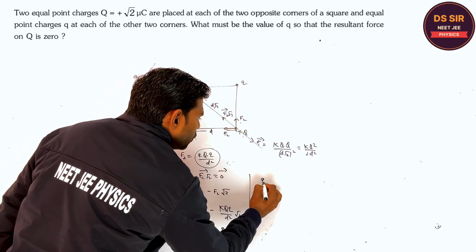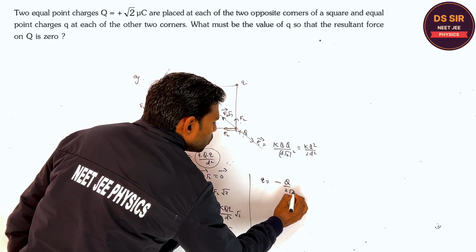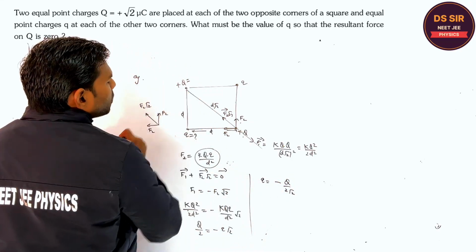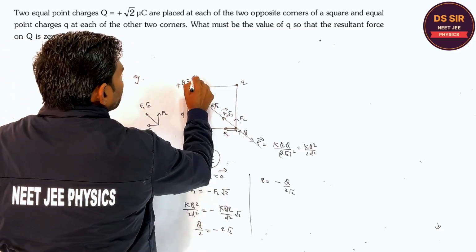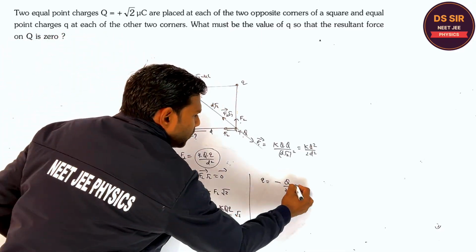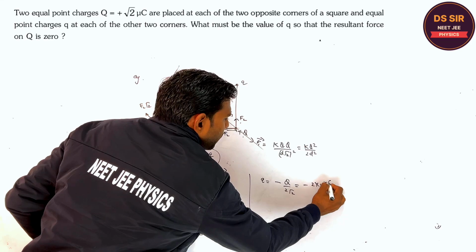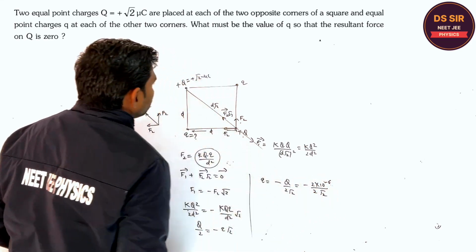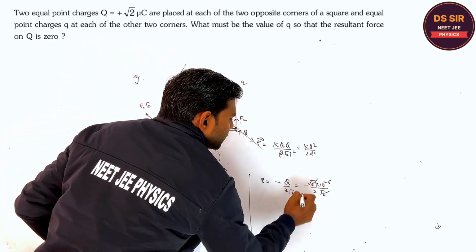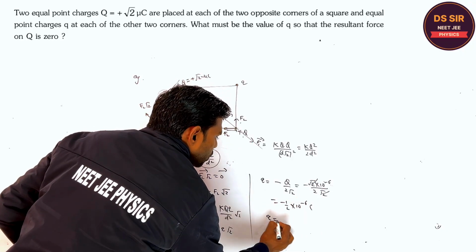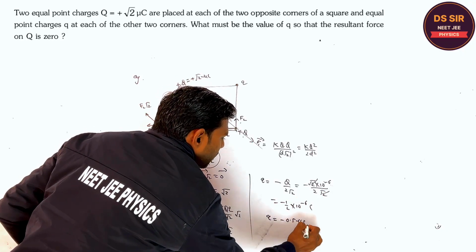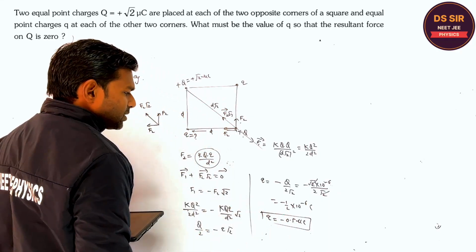So the value of q must be equal to minus Q upon 2 root 2, and the value of Q in the question is given as plus root 2 microcoulomb. So if you put minus root 2 into 10 to the power minus 6 upon 2 root 2, the root 2 will cancel out. So minus 1 by 2 into 10 to the power minus 6 coulomb. q is equal to minus 0.5 microcoulomb, that must be the charge, right?